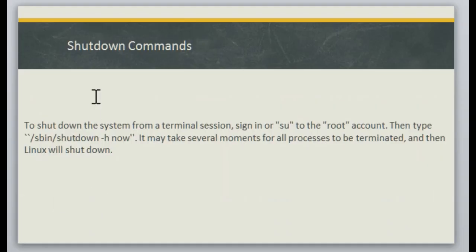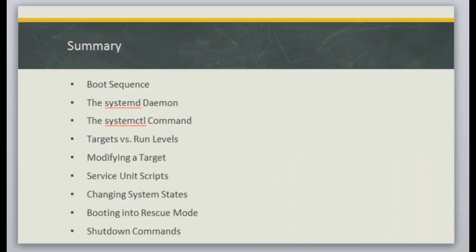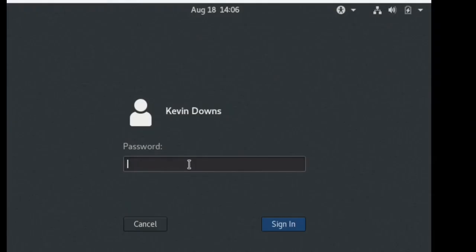To shut down your system for a terminal session, you can sign in, switch to root or su, and then type in /sbin/shutdown -h now. It's going to take a couple moments, but this is going to terminate all processes and shut down your system. I can show you that real quick. Since we're at the end of our session here, let's go ahead and shut our machine down.